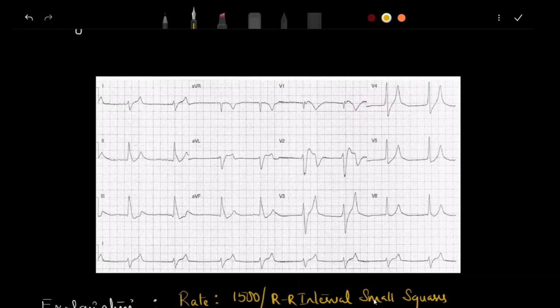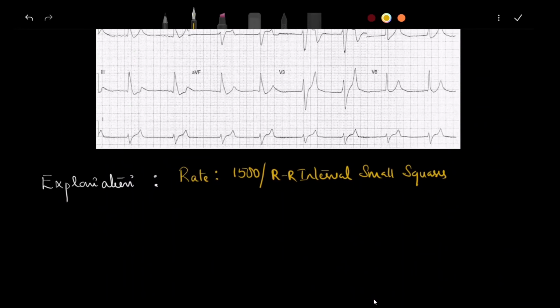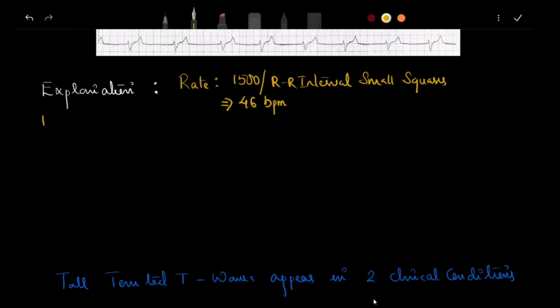Each big square has 5 small squares. So 30 plus 2, 32 small squares. So it is 1500 divided by 32. The rate will become around 46 beats per minute. So it is bradycardia. The rhythm is regular here.